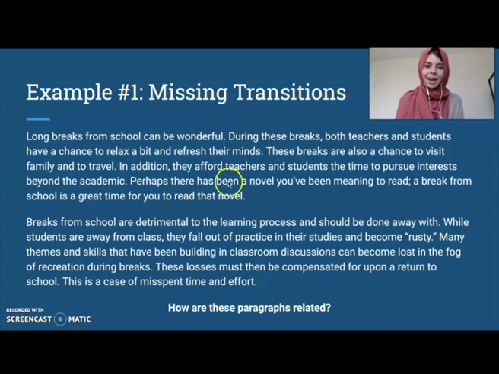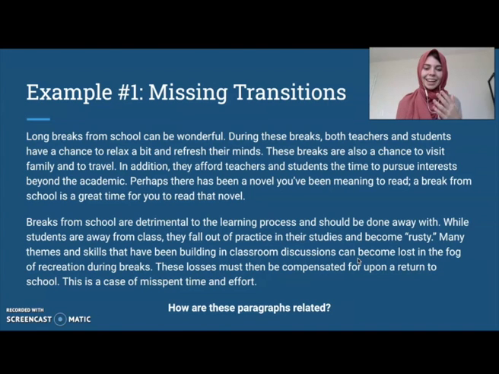So if we think about the main idea in our first paragraph, we see that it is long breaks from school can be wonderful for different reasons. It helps people relax, refresh their minds, give time to do other interests like reading novels, lots of fun things. Breaks are great, okay? But however, if we're looking at our second paragraph, we can see that it's actually a completely different idea than in the first paragraph. It says breaks from school are actually detrimental or very bad for learning and should be done away with, or we should get rid of them because of all of the negative effects that they have on students and learning whenever they're not there. So on the first hand, breaks are great. Second hand, breaks are very bad and we should get rid of them. Okay?